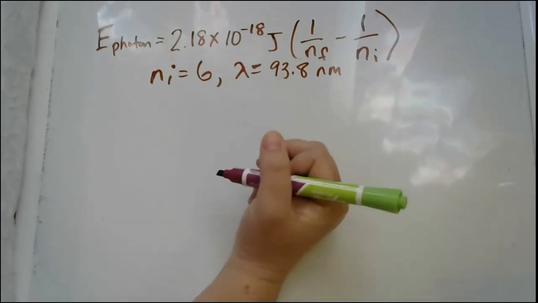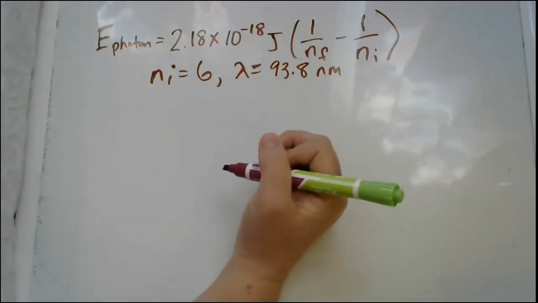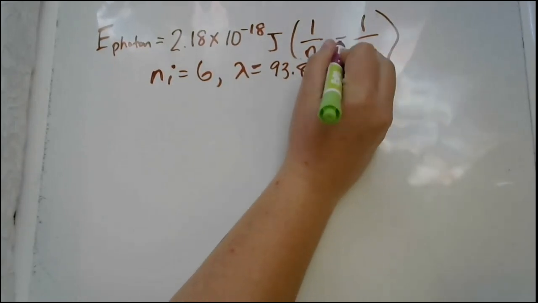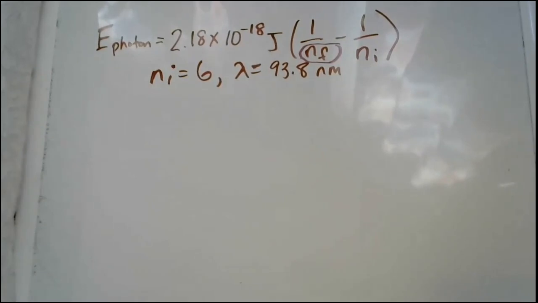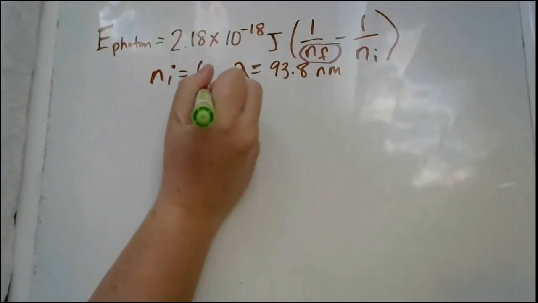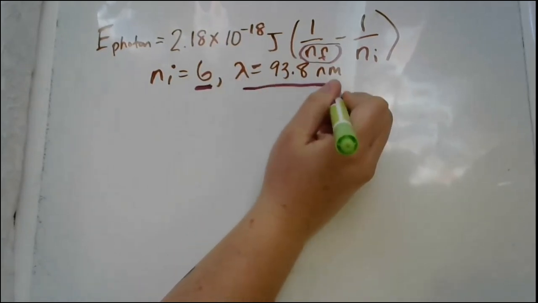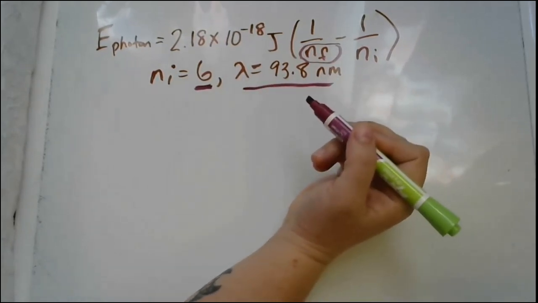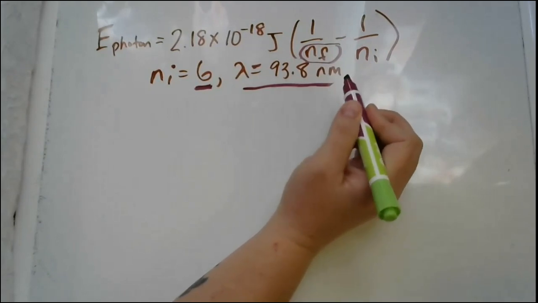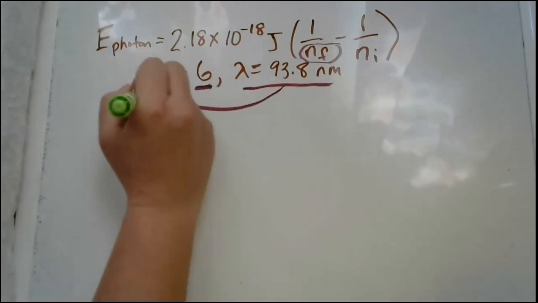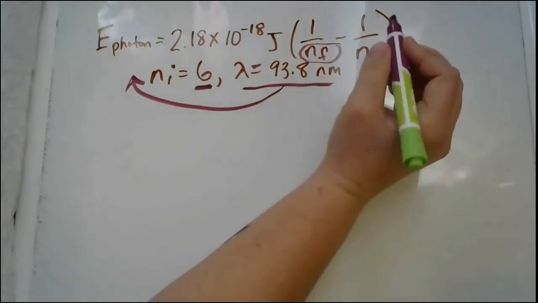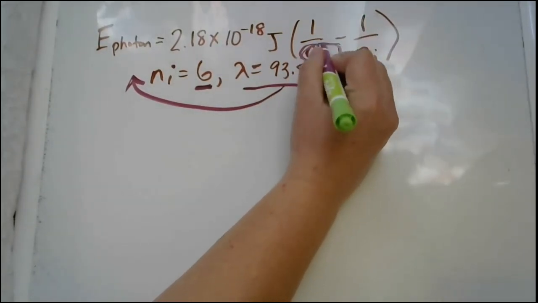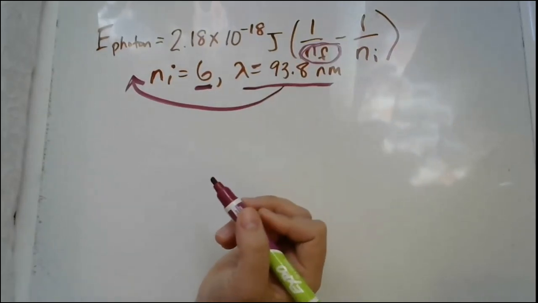To answer this question, we are looking for this value here. We're looking for what energy level this electron relaxed to. We're given the initial energy level and we're given the wavelength. So now we have to work a little bit backwards here. We're going to use this wavelength and find the energy that's associated with it. Once we have the energy, then we'll be able to solve for this final energy level value.